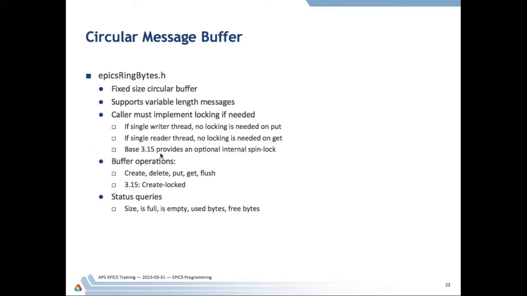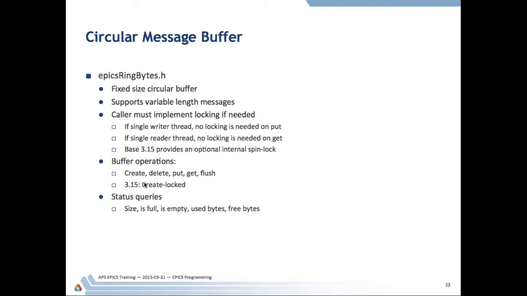In 3.15, we've also added a second creation routine, or an argument to the creation routine, which actually creates a spin lock, which the buffer then uses internally. So you can avoid doing some of the locking. You can just use spin locks if you want from 3.15 onwards. And the usual sorts of buffer operations: create, delete, put message of variable size, get message. And you can also flush, say, delete all the messages that are in the queue, and we'll start from scratch.